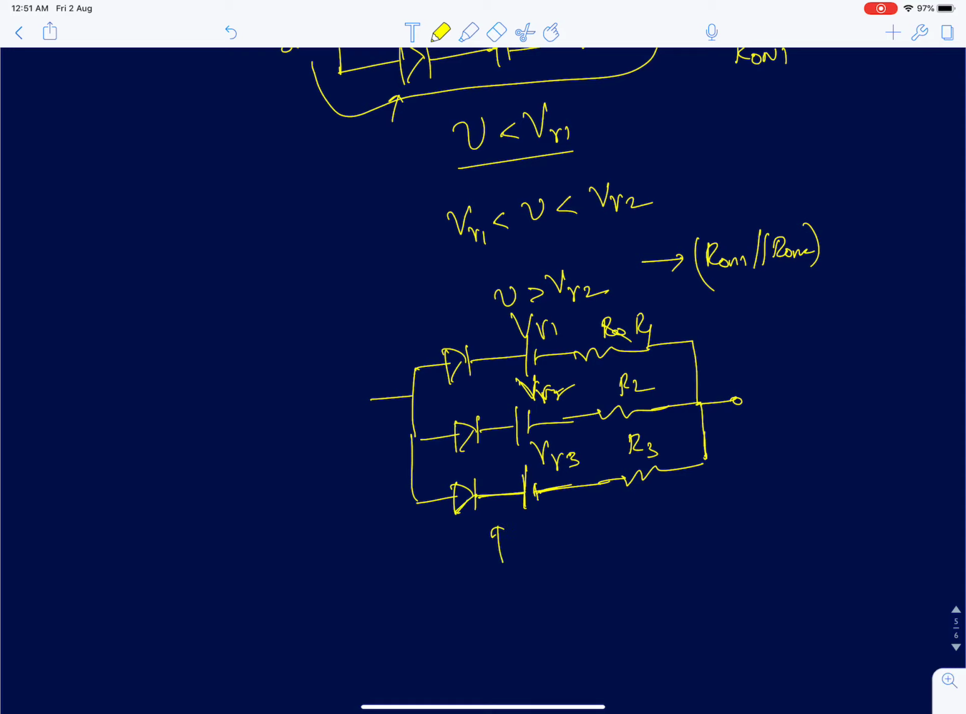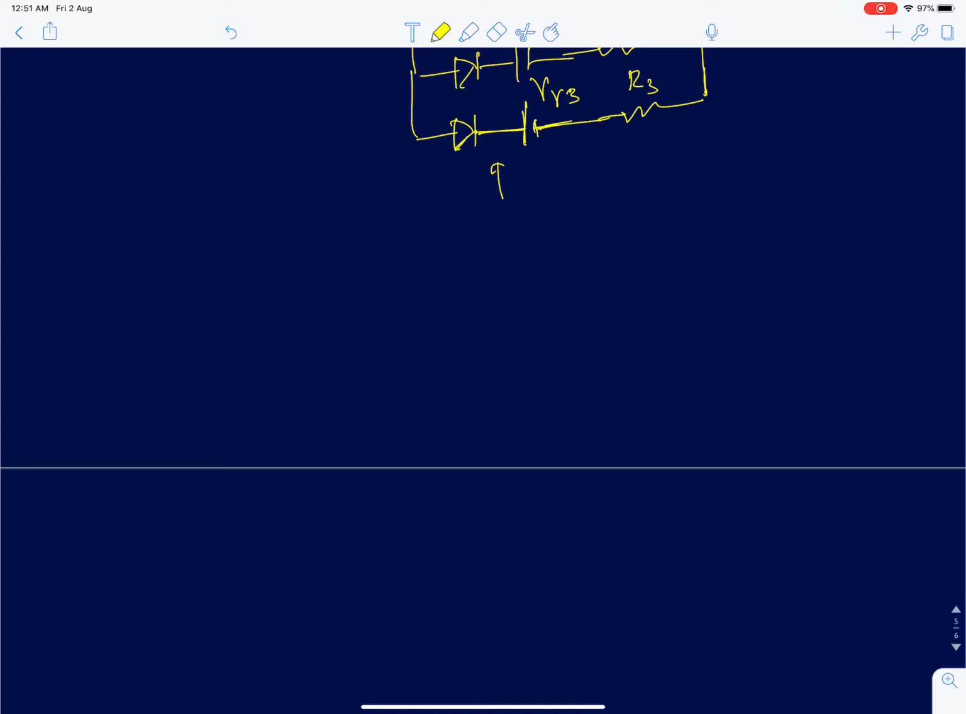With this I've completed the models of the diodes, and in the next lecture I'll start discussing problems on diode circuits using just the diode models. So I'll stop this lecture at this point.